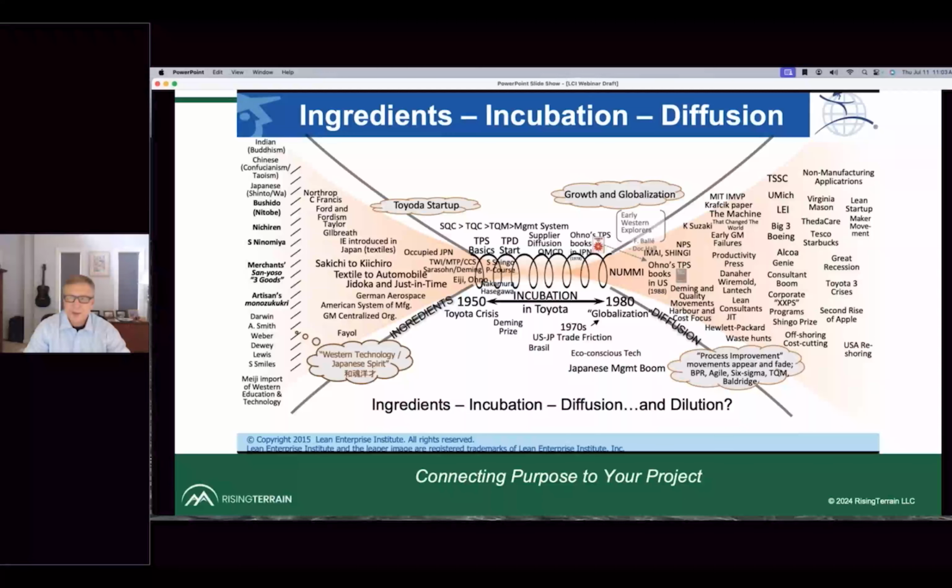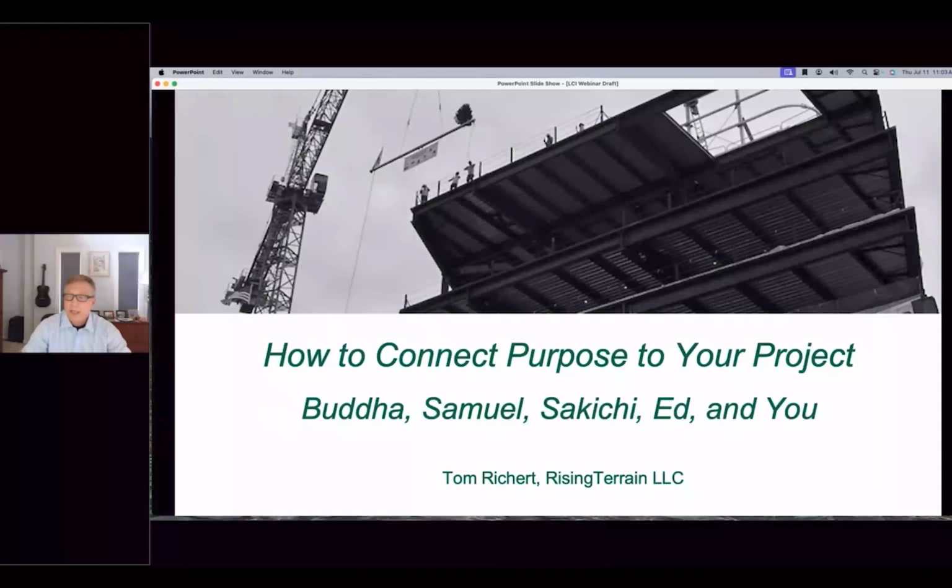If you take a look at this slide, there are a lot of influences in terms of the Toyota production system. I'm going to pick a few people whose names are on this slide and trace through this line of history, and how people thought about the importance of purpose and, related to that, service to their work. If I had to subtitle this presentation on how to connect purpose to your project, we'll talk about Buddha, Samuel, Sakichi, Ed, and you. We'll talk briefly about those first four, and then we'll go into what you can do on your projects as you work with your teammates.